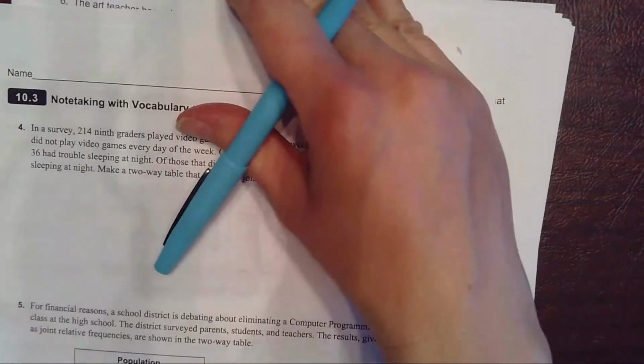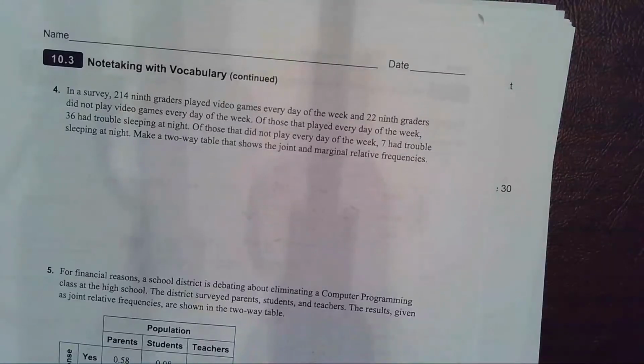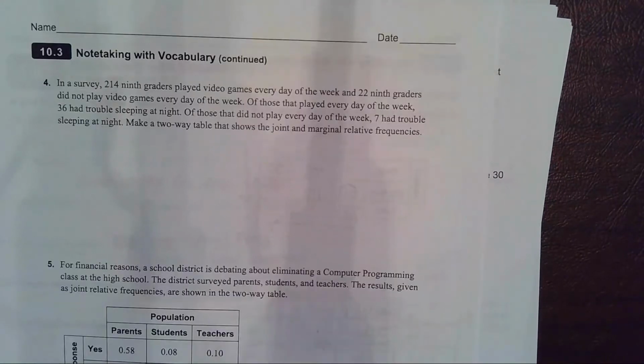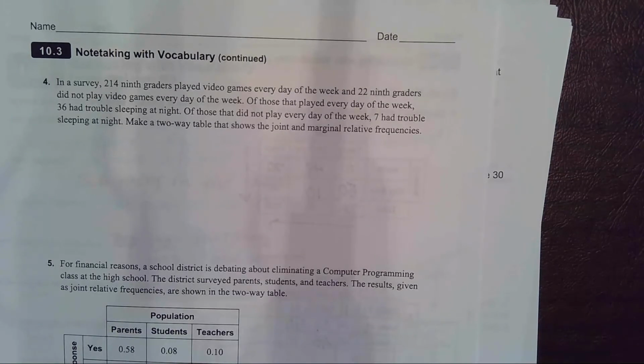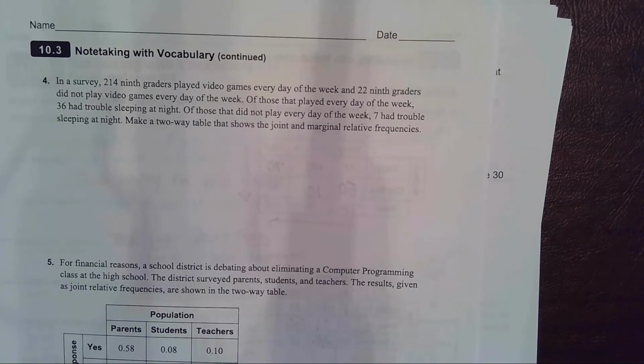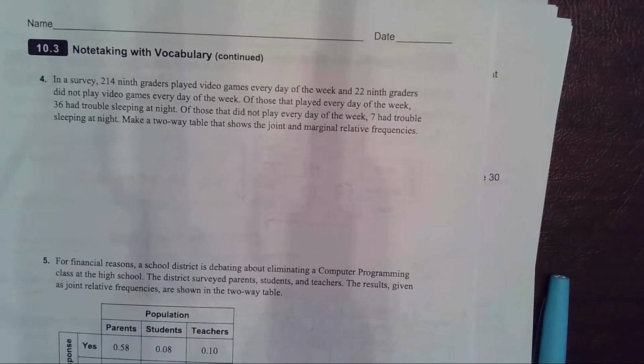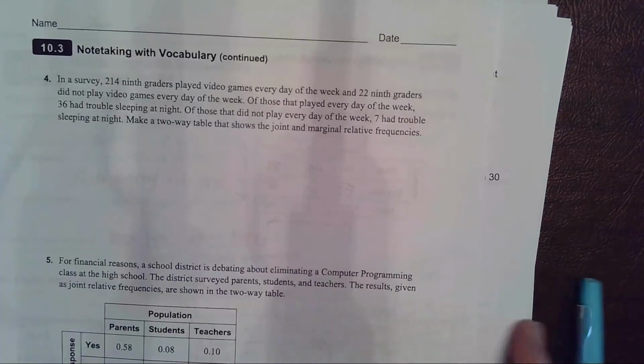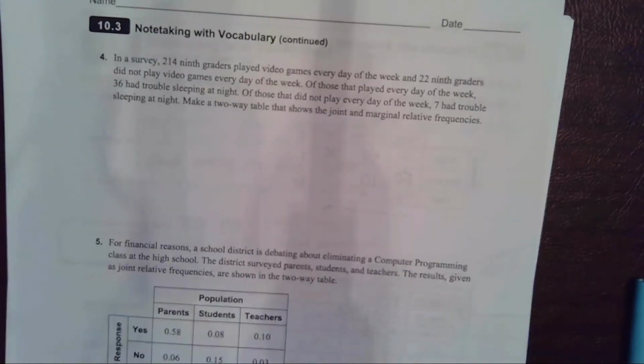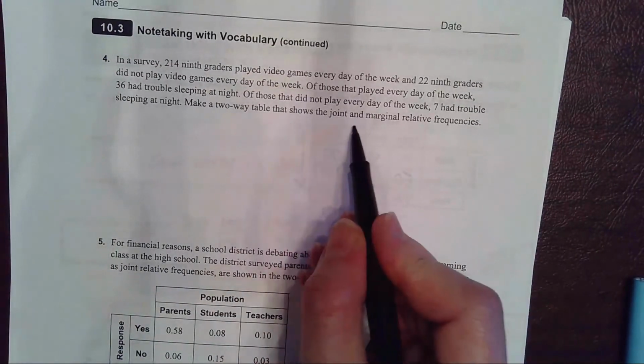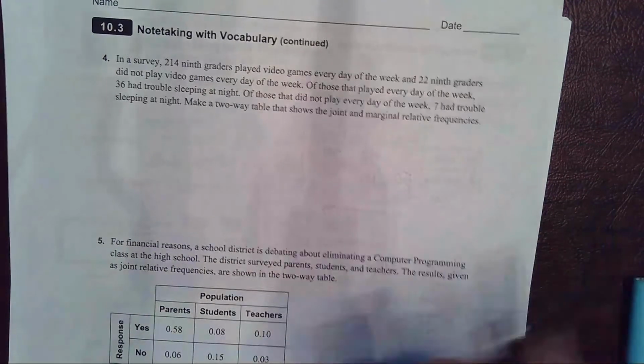All right, so in a survey, 214 ninth graders played video games every day of the week, and 22 ninth graders did not play video games every day of the week. Of those that played every day of the week, 36 had trouble sleeping. Of those who did not play every day of the week, 7 had trouble sleeping. Make a two-way table with joint relative frequencies. Okay, so I'm going to do 2 tables here. It says make a two-way table that shows the joint and marginal relative frequencies.